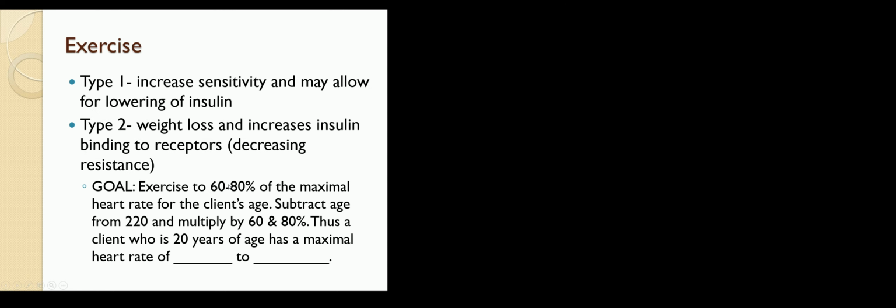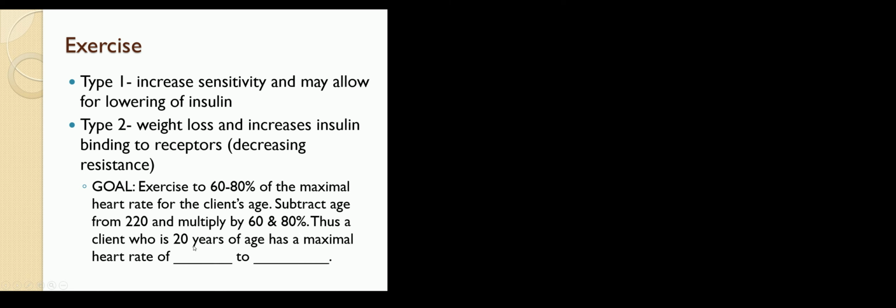If they're going to be exercising for type 1 and type 2, for type 1, it's usually to increase your sensitivity, and it may actually let you lower your insulin dose, where with type 2, it's usually weight reduction. So the goal is to exercise 60 to 80% of your maximum heart rate for the client. So how do you figure that? And you need to know this. Subtract the age from 220 and multiply by 60 and 80%.